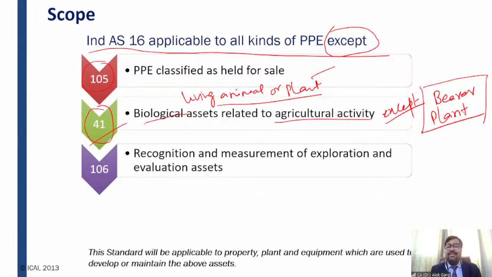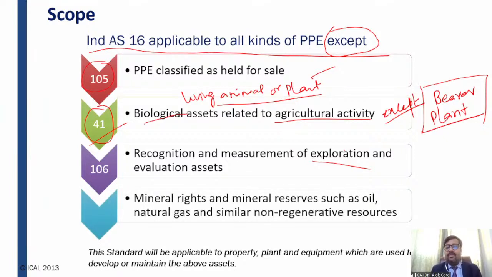Third, recognition and measurement of exploration and evaluation assets, mineral rights and mineral reserves such as oil, natural gas, and similar non-regenerative resources. So these are also not covered under Ind AS 16. Why? Because these are covered under Ind AS 106, right? The standard will be applicable to property, plant, and equipment which are used to develop or maintain the above assets.